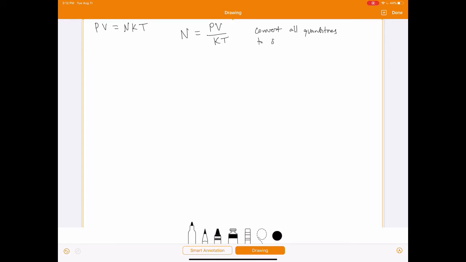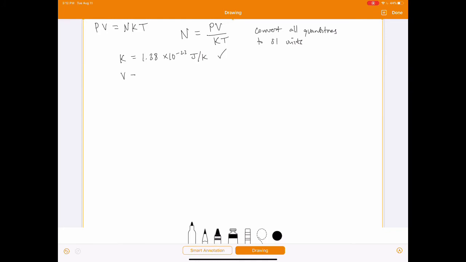To SI units, that is. Okay? So here, let's start with Boltzmann's constant. The value is 1.38 times 10 to the minus 23 joules per Kelvin. Okay, that's already in SI units, so we don't have to do anything to that.